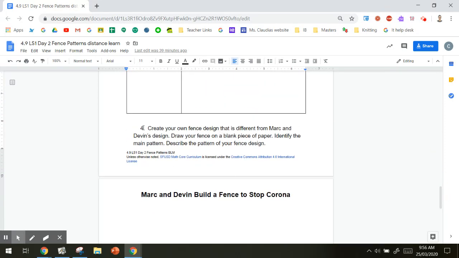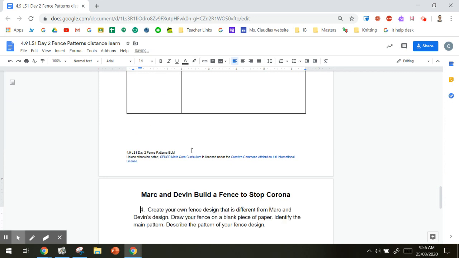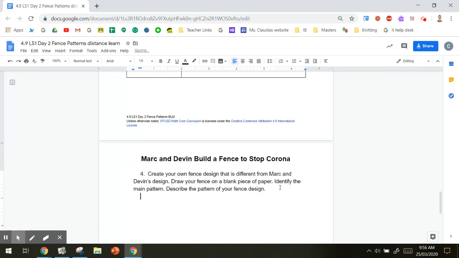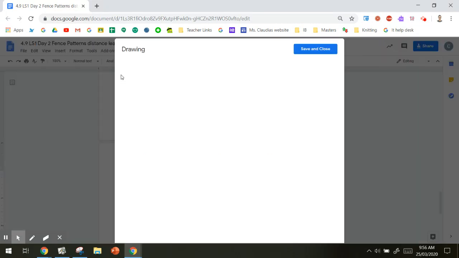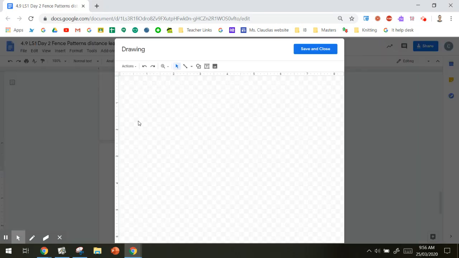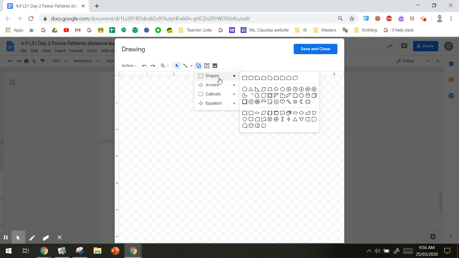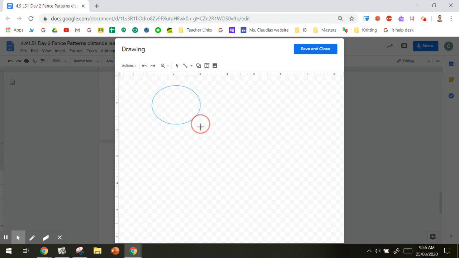Okay, now it's back. Now how do we draw? I'm going to show you. What you do is you put your cursor where you want your drawing. Do you see how my cursor's right here? That's where I want my drawing. Okay? Yes. So then I go to Insert, Drawing, plus. And then I'll get something that looks like this. And then I can do shapes. So then I can make my own fence.